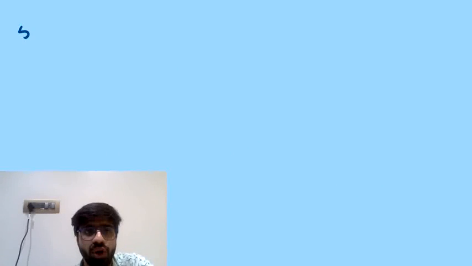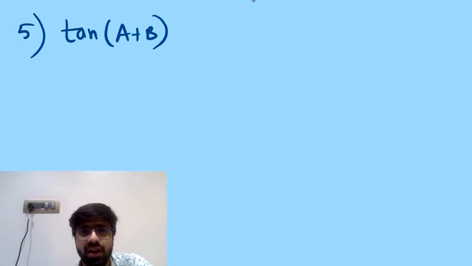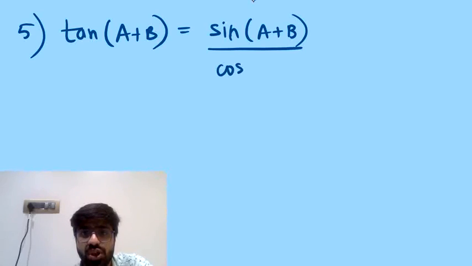Going ahead with the fifth formula. The fifth formula is for tan of a plus b. This is something we can derive, but ultimately this is also an expansion that you ultimately have to memorize. You can write it as sine of a plus b upon cos of a plus b, because that was ultimately the definition of tan.